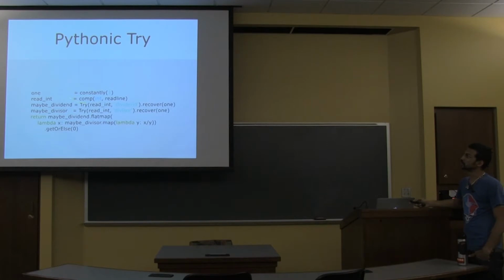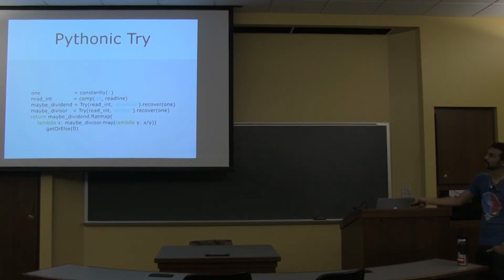Have a function that always returns 1, which is going to be our default value. And then we can actually compose int and read line together. So we can read from an input and convert that into an integer. And then we do the same thing, right? We're going to wrap in a try and say, hey, let's try to read a divisor, try to read a dividend. And if either of those fail, we're just going to default that to 1.